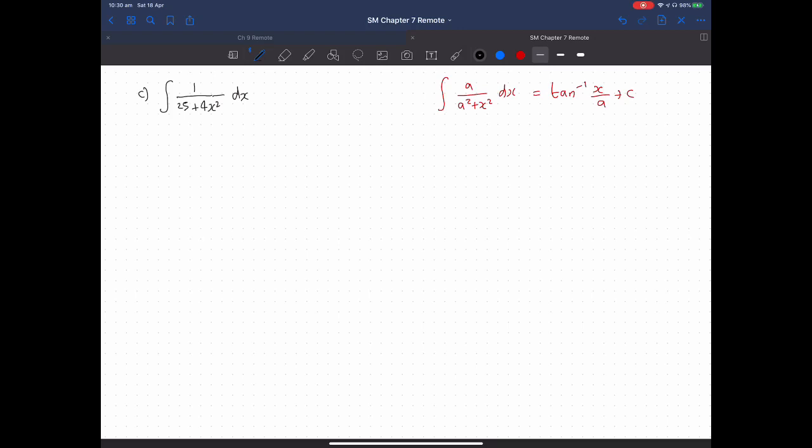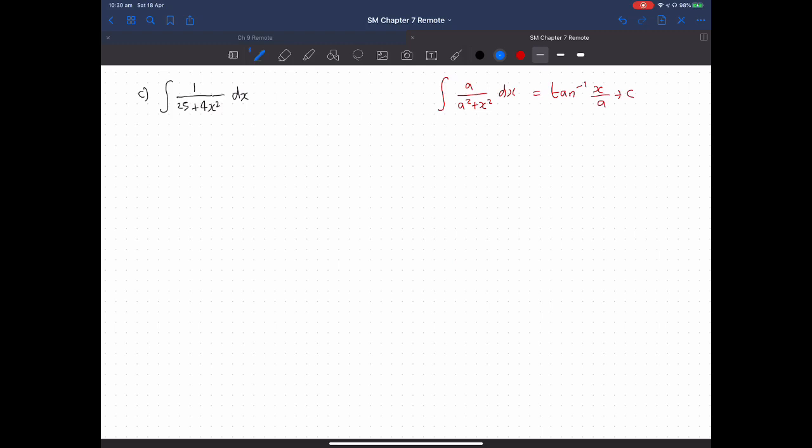Again, in this example, the first thing we can do is compare the integral that we have been given, 1 over 25 plus 4x squared, with the formula that gives us inverse tan of x on a plus c. If we compare the two formulas though, there are two things you need to note.